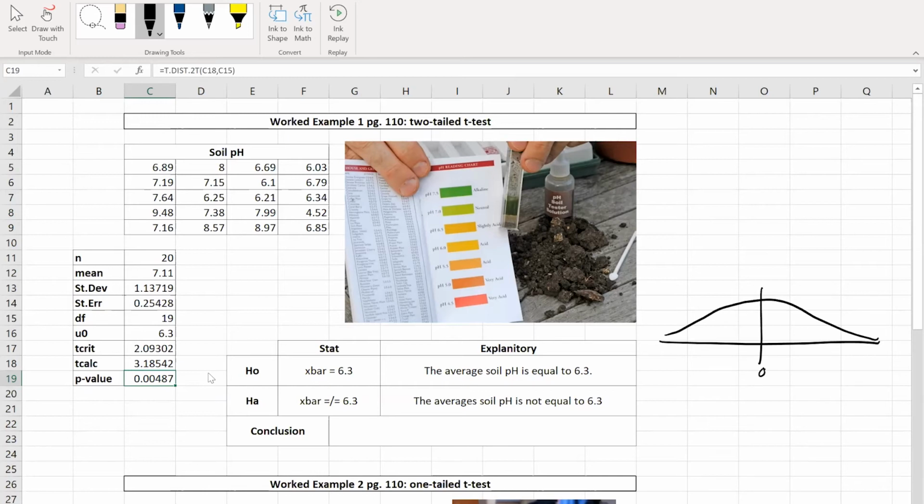So we've got our t-crit for the two-tailed test as negative 2.093 and positive 2.093. Our t-calc is 3.18, so it's way over here. So just looking at that, we would reject our null hypothesis, but looking at our p-value, which is 0.00487, so way smaller than 0.05, we would also reject the null hypothesis because we reject when p is less than alpha.